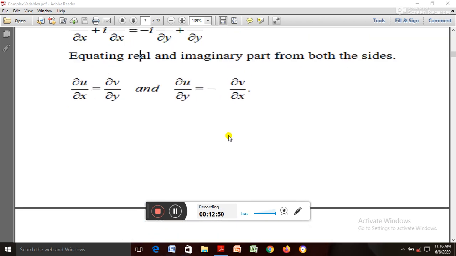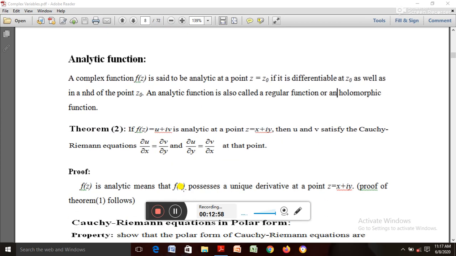Similarly, we prove the same theorem in terms of polar coordinates. Before that, let us remember the analytic function. A complex function f of z is said to be analytic at a point z equal to z0 if it is differentiable at z0 as well as in a neighborhood of the point z0. An analytic function is also called a regular function or holomorphic function. It means that at each and every point, f of z is differentiable, that is, f dash of z exists. That is called an analytic function.